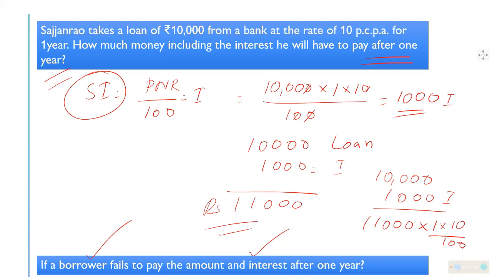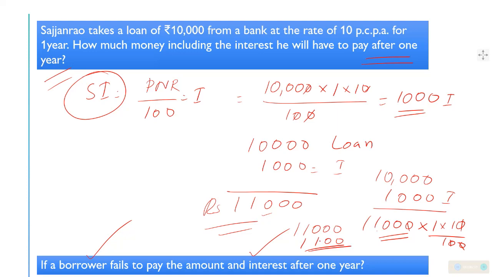10 upon 100 interest aayega. That means by the end of that year, he will be having, instead of that 1,000 rupees interest, he will be getting 1,100 rupees as interest. So at the end of second year, 11,000 to tha second year ke starting mein, right? Another 1,100 will be added.